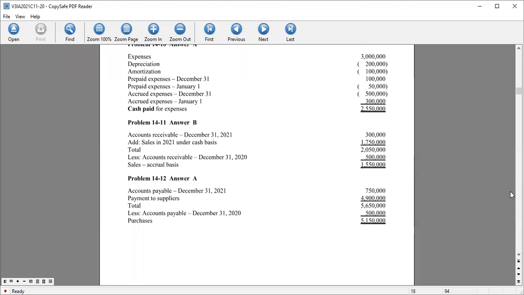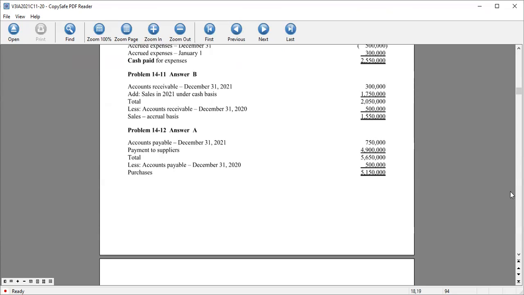Under accrual basis, what amount should be reported as cost of goods sold in 2021? Now we have accounts payable on December 31, 2021, or the ending balance of 750,000. And then we add payments to suppliers of 4,900,000. The entity paid suppliers during the year ended December 31, 2021. So the total of 5,650,000, we now deduct accounts payable beginning in the amount of 500,000. So we now get the difference, it's the amount of purchases.